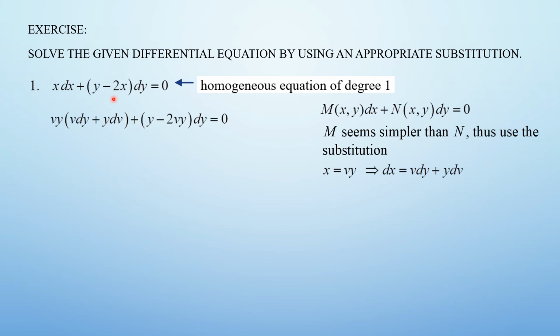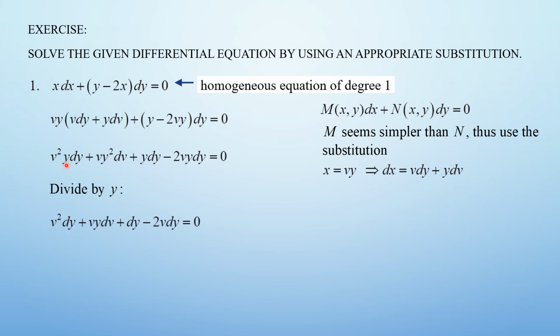Plus (y minus 2 times x, which is vy) dy equals 0. Now by doing the substitution, we have completely eliminated the variable x as well as the dx. What exists in this equation are the variables y and v. Open up the brackets, we get v squared y dy plus v y squared dv plus y dy minus 2vy dy equals 0. It seems that y is a common factor for all of these terms, so divide the whole equation by y to get v squared dy plus vy dv plus dy minus 2v dy equals 0.